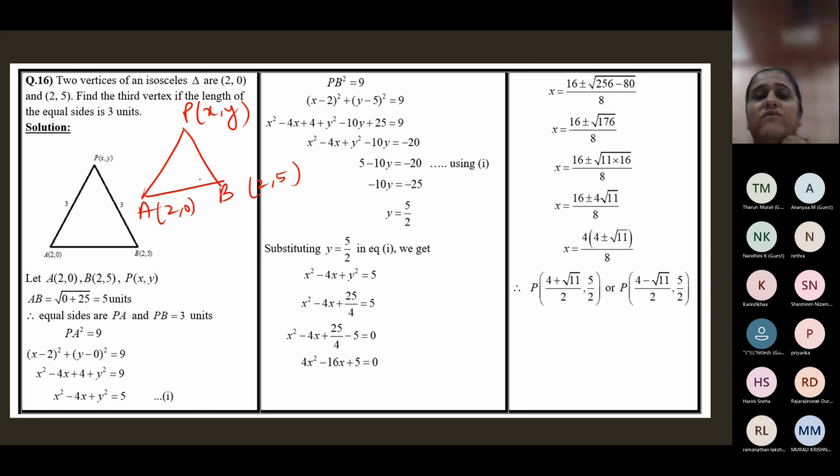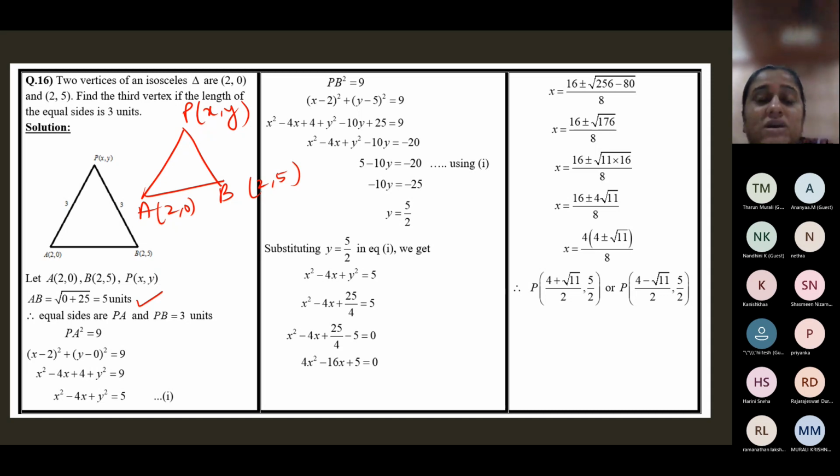Now we can only find the length of the line segment AB. You cannot find the length of PA. How will you find PA? You don't know the address of P. You cannot find the length of PB because we do not know the address of P. But you can find the length of the line segment AB. So use the distance formula and find AB. You get AB is 5 units.